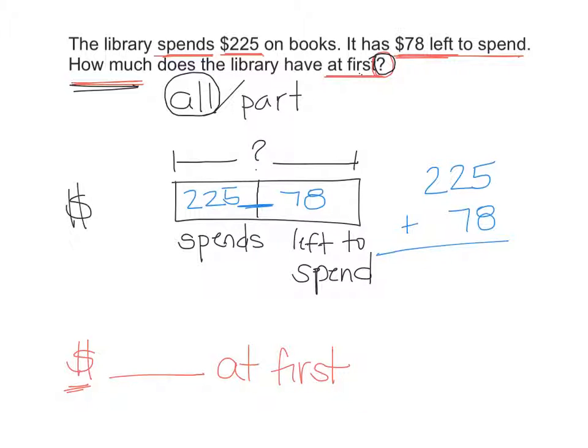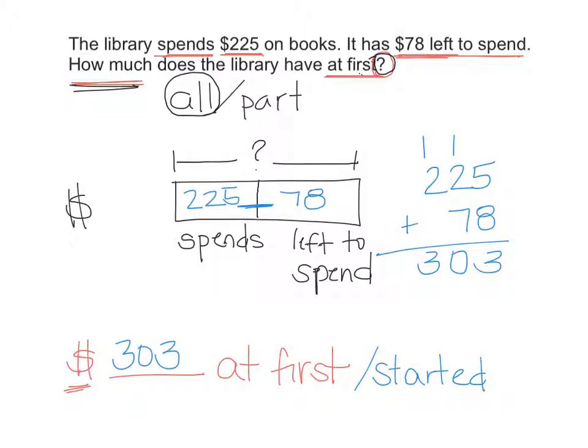I can add 8 plus 5 is 13. 7 plus 2 is 9. 1 more makes 10. 2 plus 1 is 3. That is $303 that the library had at first, or what they started with before they spent any money. So this ended up being an addition problem.